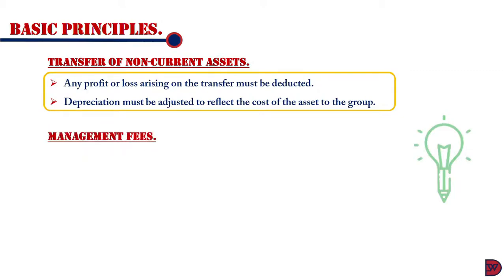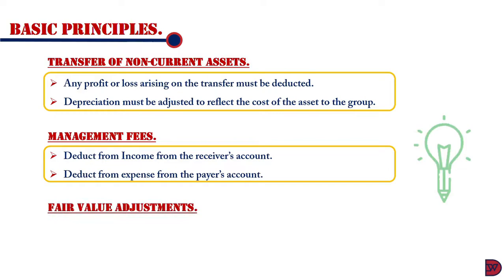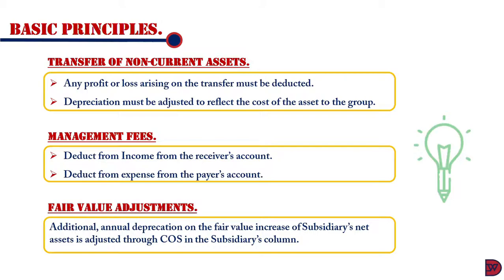Management fees. Any fees paid must be deducted from the income of the receiver's account and the expense of the payer's account. Lastly, fair value adjustment. When the fair value of the net assets of the subsidiary is more than its current value, it will lead to an increment in the depreciation charge, as the non-current asset will require an adjustment. The additional annual depreciation must be added through the cost of sales in the subsidiary's column.